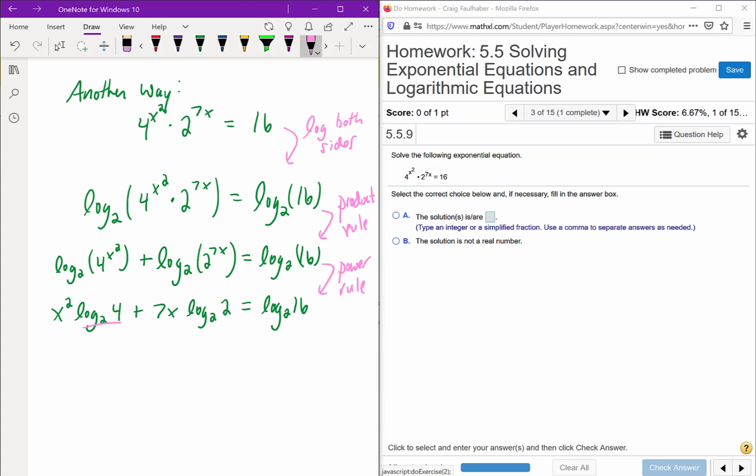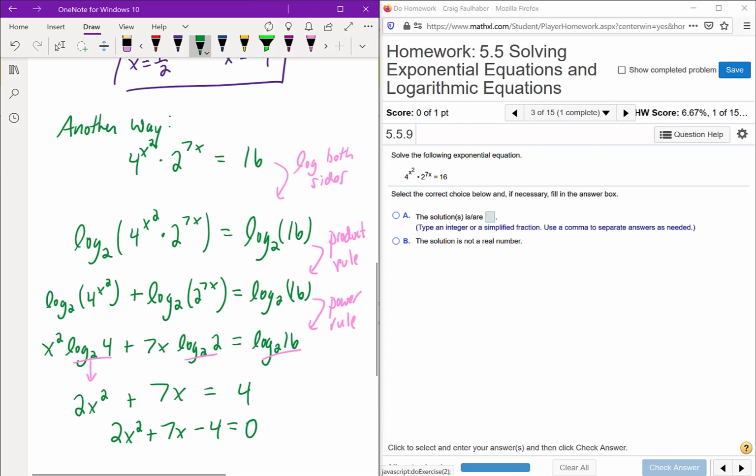Now we have a log base 2 of 4, and we know that a log base 2 of 4 is 2. So this first term is x squared times 2. Next we have a log base 2 of 2, and we know that that is 1. And on the right-hand side of the equation we have a log base 2 of 16, and we know that that is 4. And at this point we are back to the quadratic equation that we came up with in the first way to do this problem.